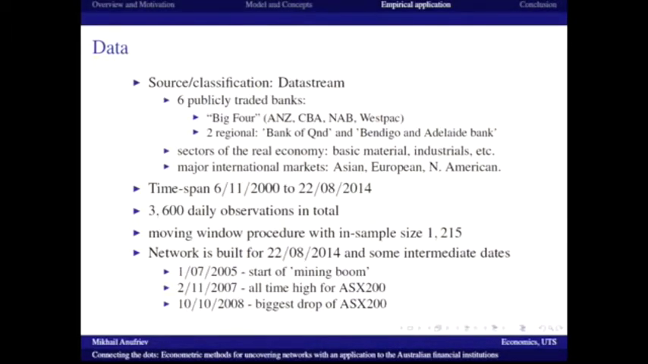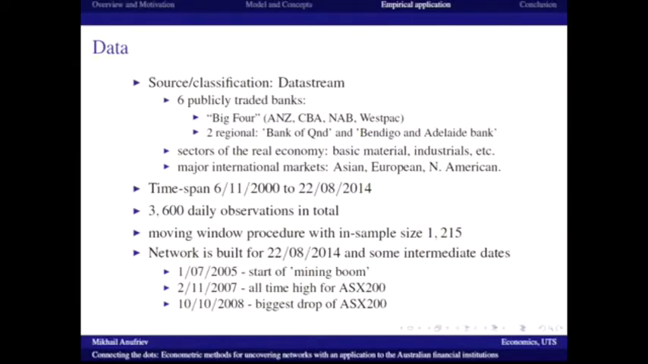As I said, we didn't have any data, so we used the Datastream data which were available. These are 6 publicly traded banks in Australia: the big 4 and 2 regional banks. There are a number of sectors of the real economy and major international markets for Australia. So we have these 14 years of data, 3,600 observations.